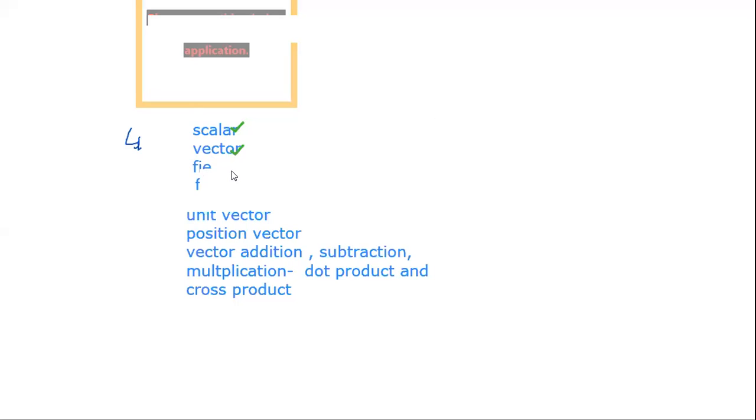And next one is the field. What is meant by field? A field is a function that describes the quantity at all points within the specified region. The quantity at all points within a specified region, that is called a field.